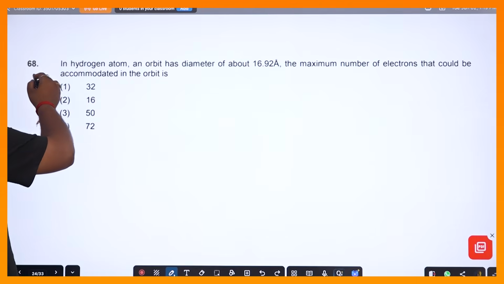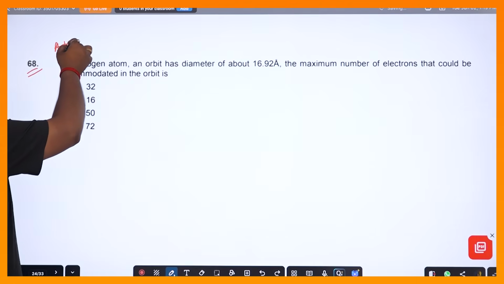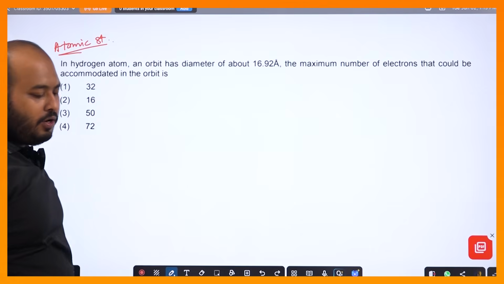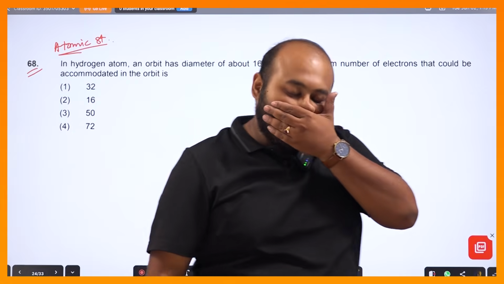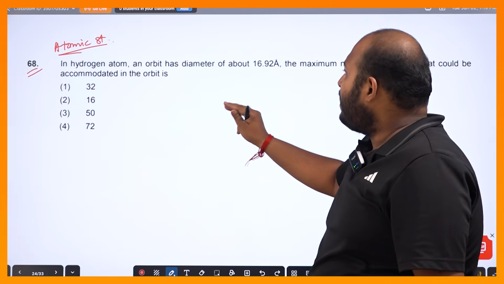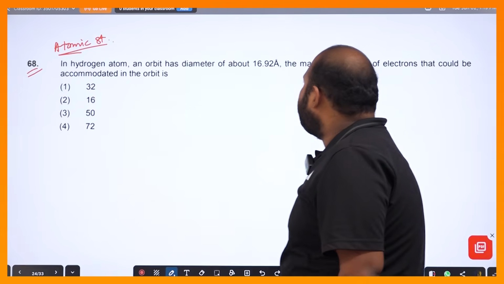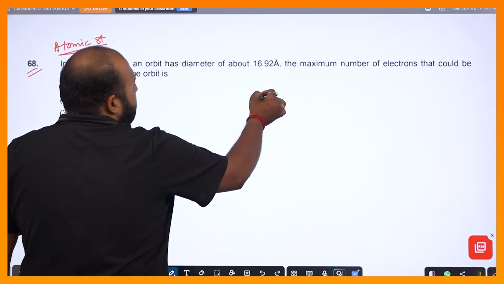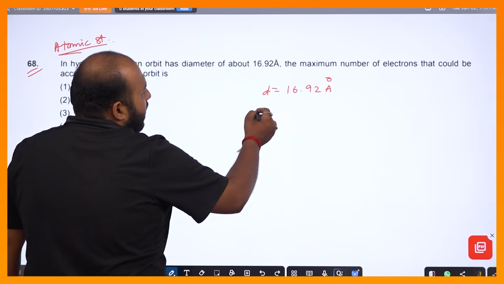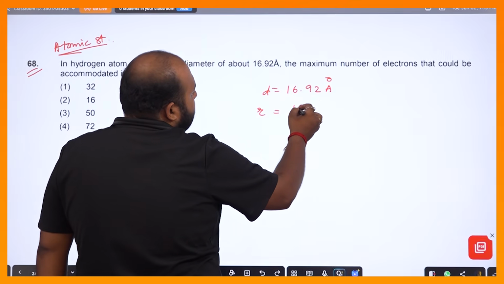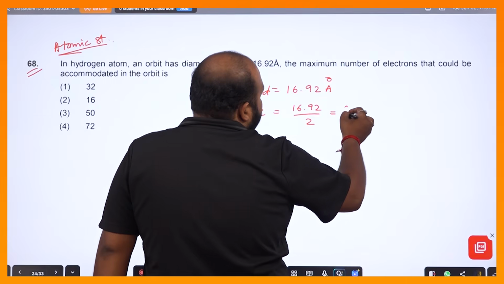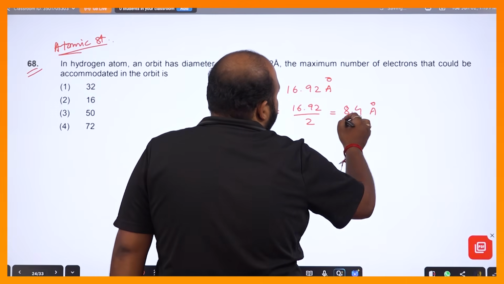Okay. So this is a question from atomic structure, from Bohr's model. In a hydrogen atom, an orbit has a diameter of about 16.92 angstrom. So the radius, if we find it out, 16.92 by 2, is around 8.4 angstrom.